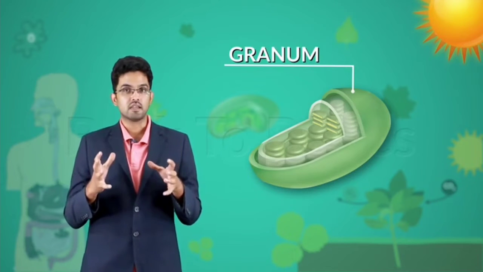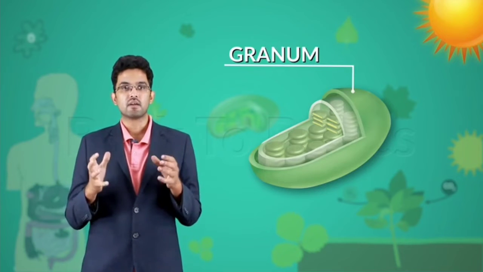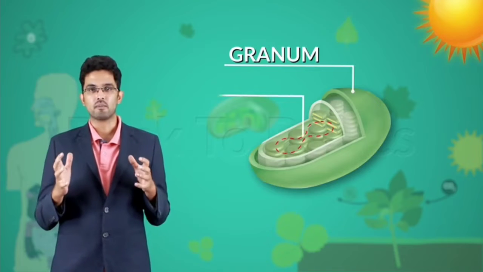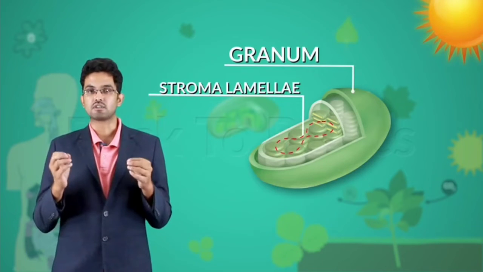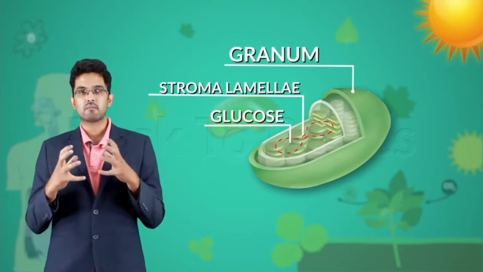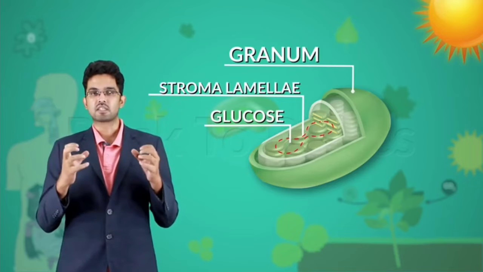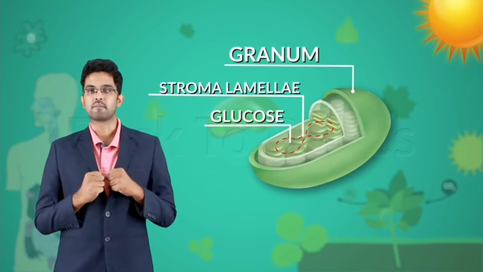You can also see some fluid that fills this up. This intermediary fluid-filled portion is what we call stroma. All the enzymatic reactions that use sunlight to produce glucose take place here. These glucose molecules then combine together to form starch. The substances in chloroplasts which capture this sunlight are called photosynthetic pigments.